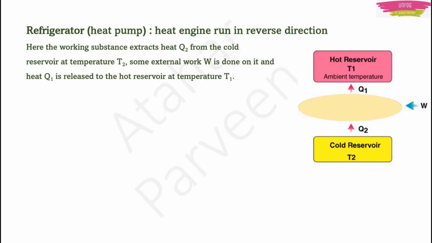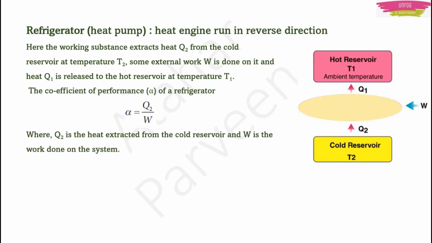Basically, it is the opposite of a heat engine. Here we don't have efficiency; we have a coefficient of performance. The symbol for the coefficient of performance is alpha for a refrigerator, and this alpha is Q2 upon W. It is the opposite of the heat engine, right? There we had W upon Q1. Here it will be Q2 upon W, because Q2 is the heat extracted from the cold reservoir, and W is the work done on the system.